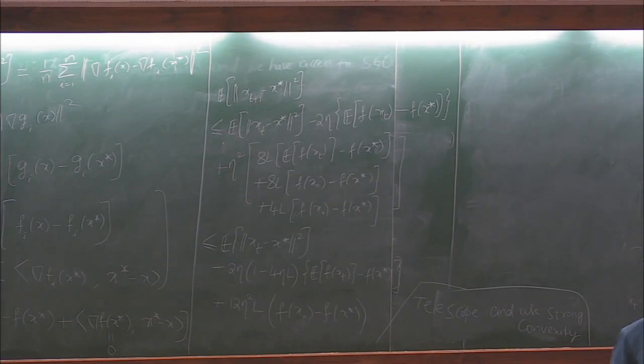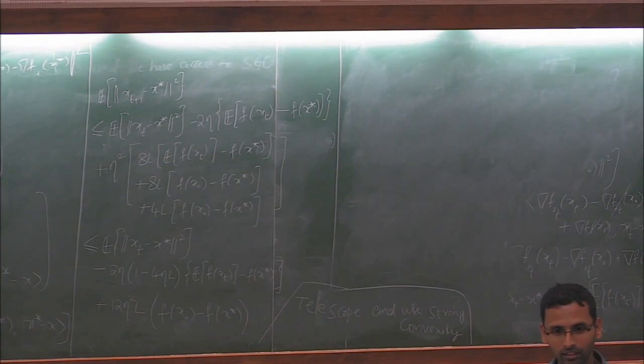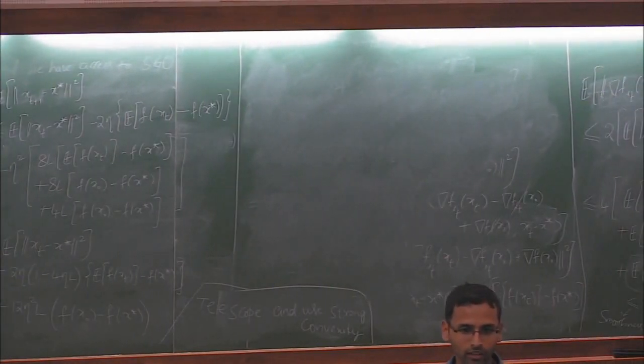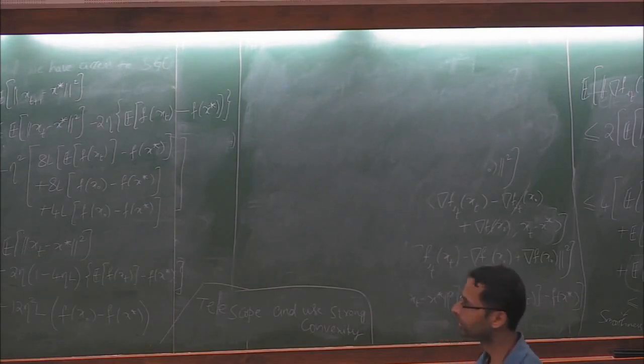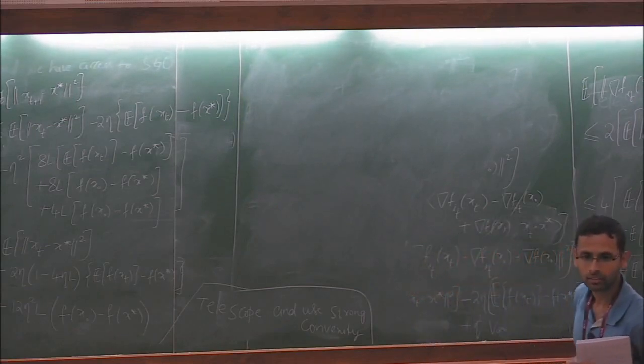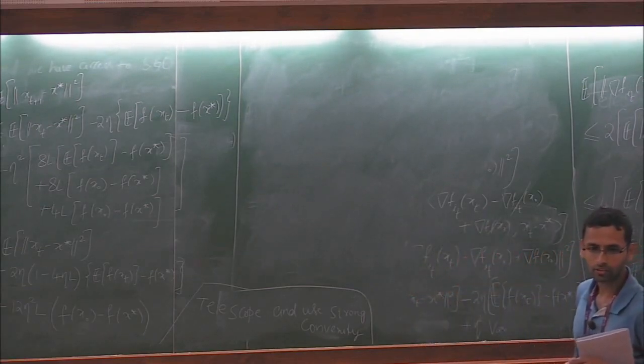Who introduced this last thing, this reduced variance? What name, who did it? Johnson and Zhang, Rie Johnson and Tong Zhang. I can send you a link to the paper. It's from 2013.